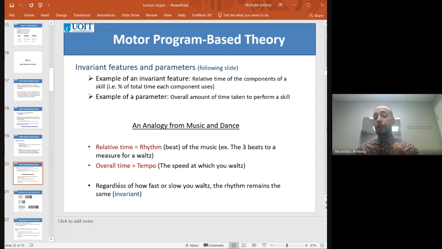So, maybe you can answer this, but the rhythm specific to the waltz is three beats. Now, the tempo, the speed of the music, is the speed at which you waltz. However, the invariant feature of three beats per measure is consistent. So regardless of how fast or slow you waltz, the rhythm remains the same. In this case, waltzing is one motor skill because it shares similar invariant features. Does that make sense? Hopefully Violetta gets it.